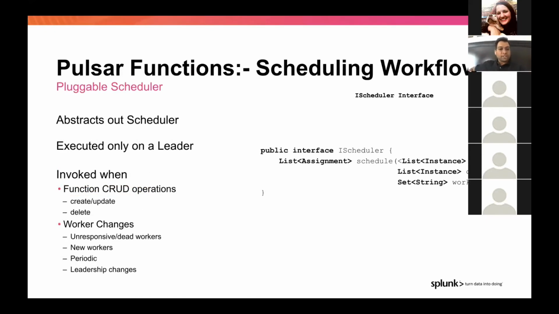So in Functions, we provide a pluggable scheduler. The system itself comes with a default round robin based scheduler, right? Whenever a new function is created, updated, deleted, and so on and so forth, we invoke this scheduler. Or whenever we see an ensemble change in the membership and so on. The scheduling only happens at the leader.